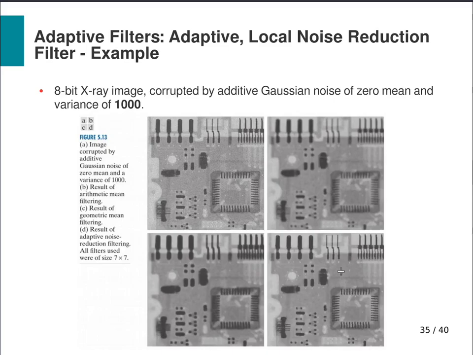And finally, on the bottom right corner, you see the result of adaptive noise reduction filtering using the equation that we provided before. Now you see that using this adaptive noise reduction filtering, you can get a much better result as opposed to just simple arithmetic mean filtering or geometric mean filtering. Not only was it able to get rid of the noise so much, but it was also able to preserve the sharpness of the edges very well, and overall it is a better substitute for arithmetic mean filtering or geometric mean filtering.